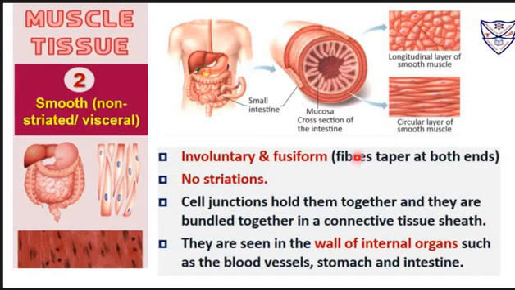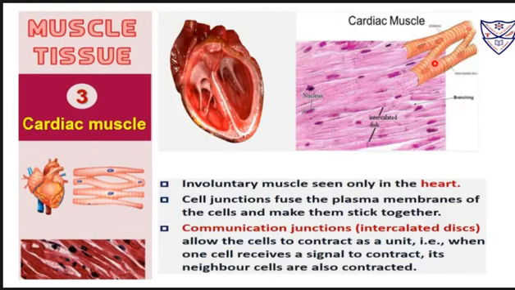The next type of muscle is the smooth or non-striated or visceral muscles. These are involuntary muscles. That means they are not in our control, and they are fusiform. That is, the fibers taper at both the ends. You can see here there are no striations present. The cell junctions hold them together, and they are bundled together in a connective tissue sheet. They are seen in the walls of internal organs like our blood vessels, stomach, as well as the intestine.